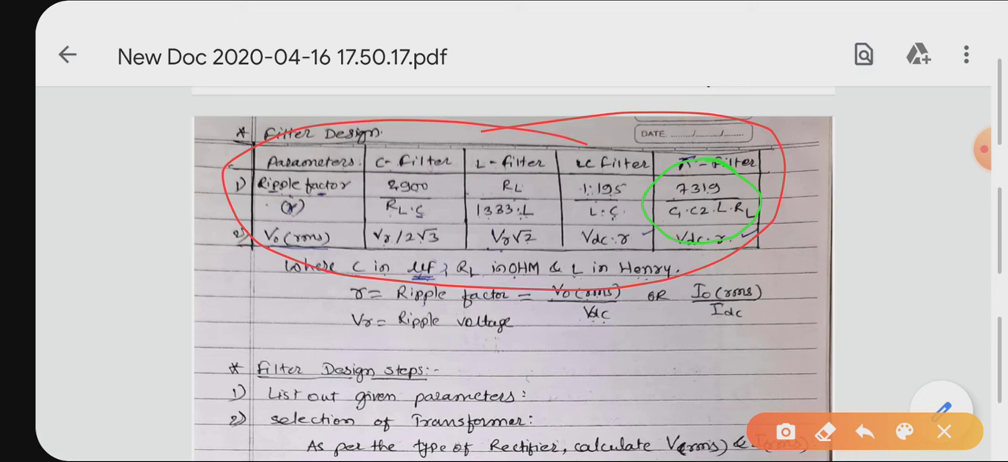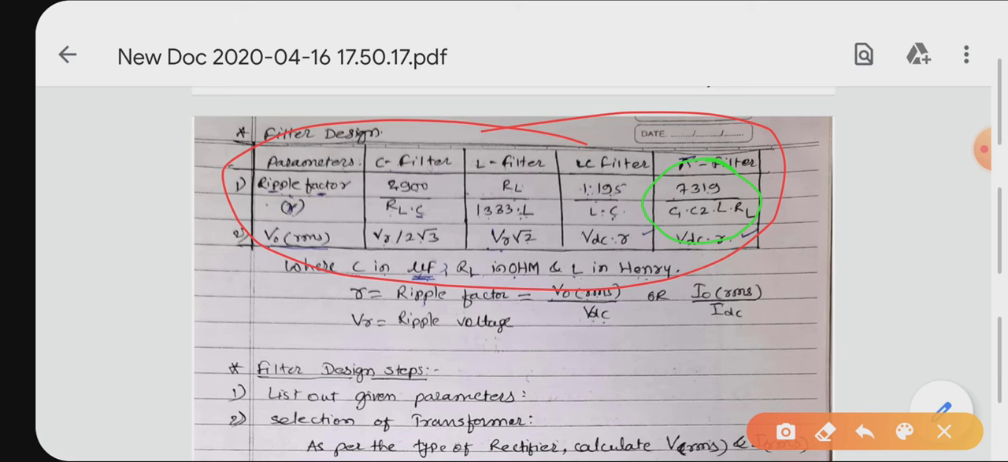One point you have to remember here: all these values of capacitors which you will get after calculation are already in microfarad. That's why the numbers are 2900 in the first formula, the capacitor filter. In the LC filter it is 1.195, in the pi filter it is 7319. These figures are obtained by considering the value of the capacitor in microfarad, the value of RL in ohms and L in Henry.